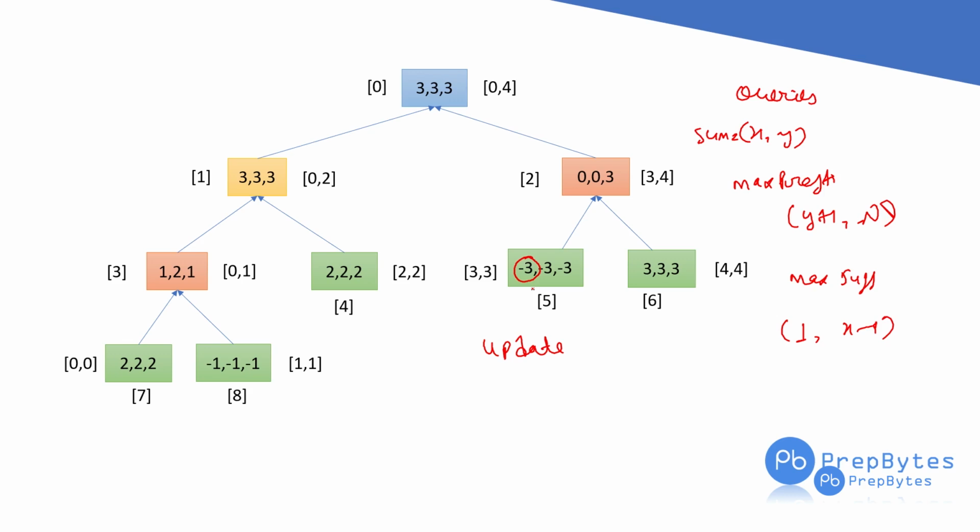So the logic of this particular question is nothing but what is rightly given here. Given any x and y in the segment tree, find the sum, then find the maximum prefix in this range, find the maximum suffix in this range, add all the values, and we are done. Okay, let me just show you the code.